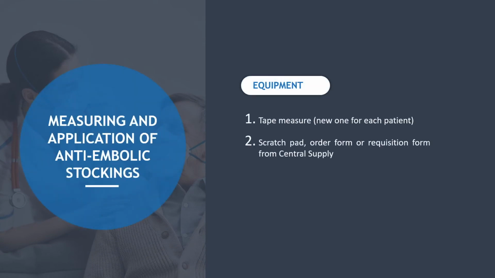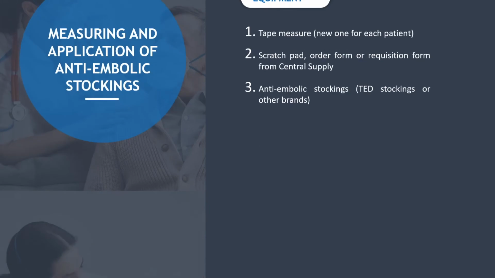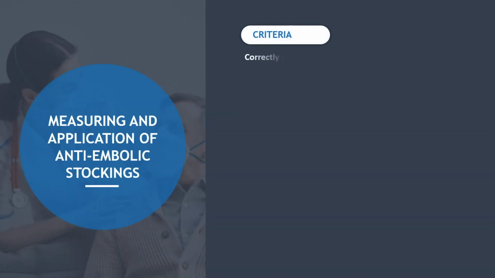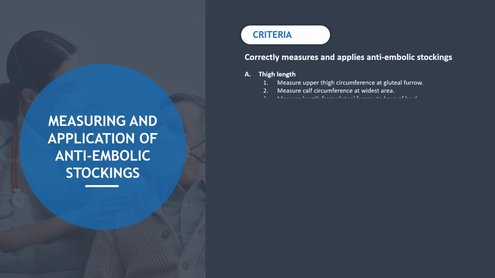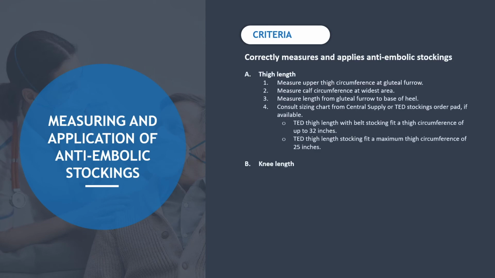Measuring and application of anti-embolic stockings. Equipment: 1. Tape measure, new one for each patient. 2. Scratch pad, order form or requisition form from Central Supply. 3. Anti-embolic stockings, TED stockings or other brands. Criteria: correctly measures and applies anti-embolic stockings.